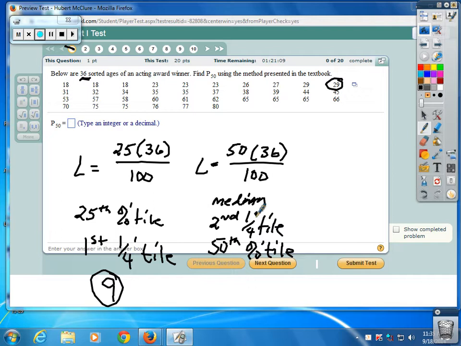What do you come out with? 18. Even? Yes. And of course, half of 36 is 18, so this comes out right. That's 9 right here, 10. So is that 18 right there? Yes. Okay, so 44 is your 50th percentile.